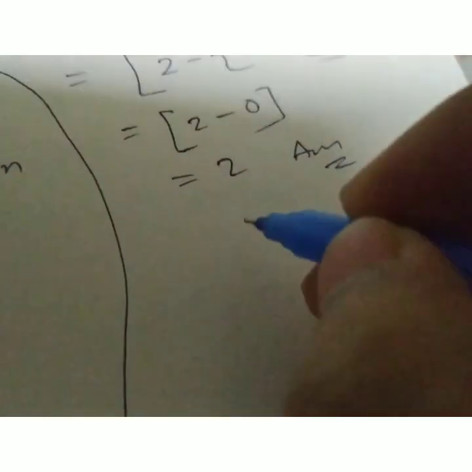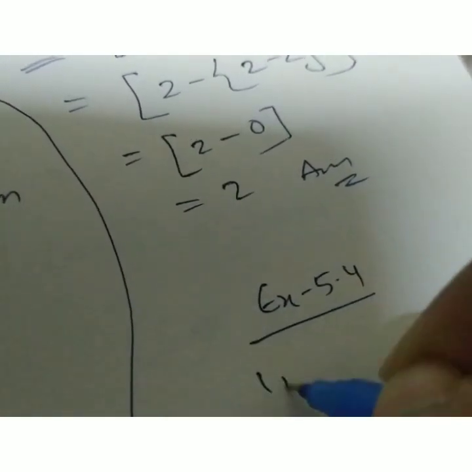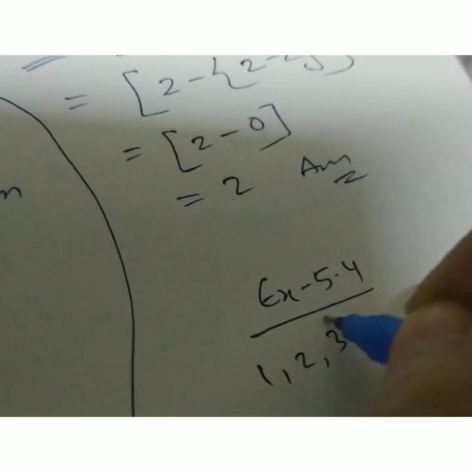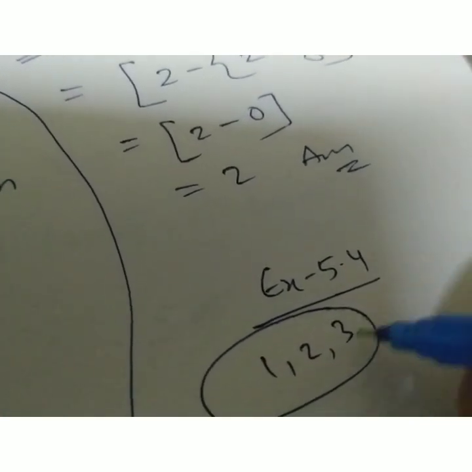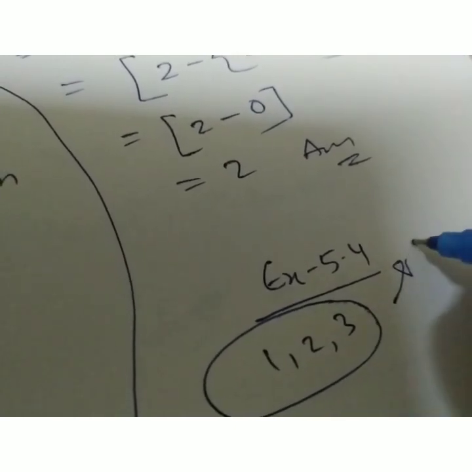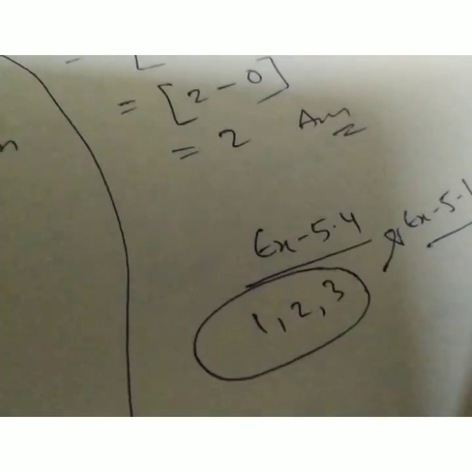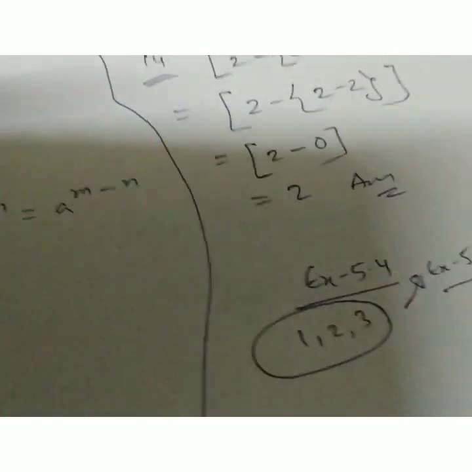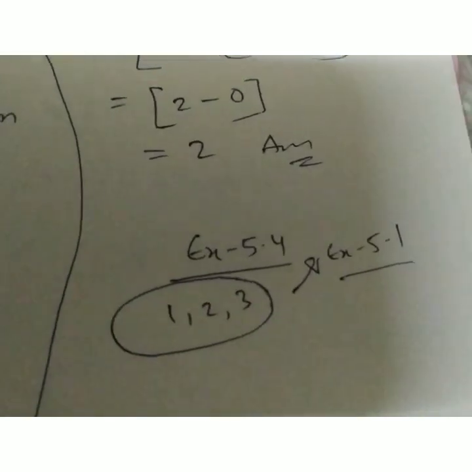Also from exercise 5.4, just look at number 1, 2 and 3. Exercise 5.4, number 1, 2 and 3. These all three are MCQs and they are related to exercise 5.1. Okay, alright, so let's move on to geometry now. Move on to page 139.